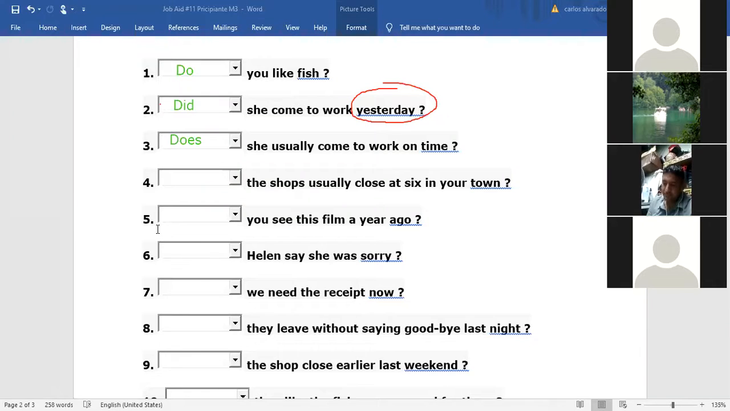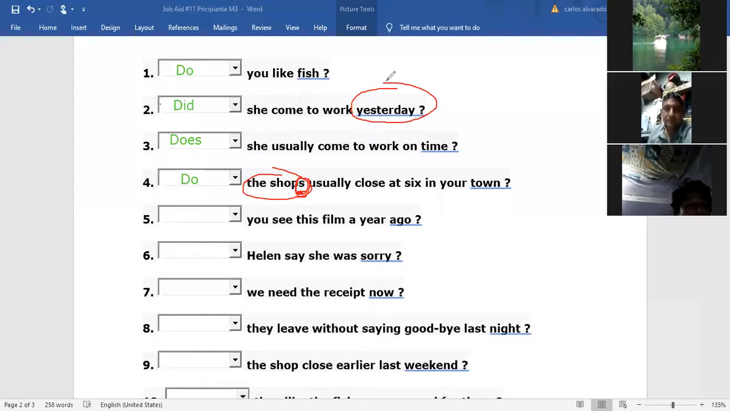Very good. Number four, blank the shops usually close at 6 in your town? Voy a poner do here, right? Because it's plural. Shops is plural. Si no tuviera esta S acá, entonces sería does. Porque estoy hablando de una tercera persona, en este caso sería it, right? But do you understand? It's because I have an S here, I use do.